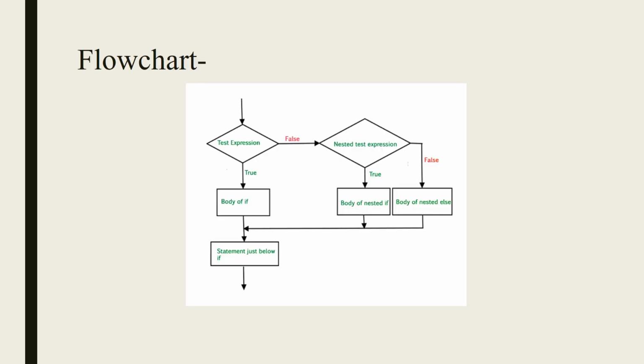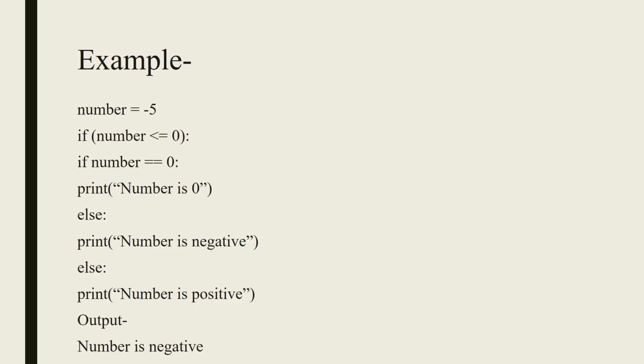So this is the flowchart for a nested if. Here is a simple example of a nested if statement. We are using it to check if a number is positive, negative, or 0. So for that we are declaring a variable called number and assigning the value as -5. So first we are using an if statement to check if the number is less than 0.